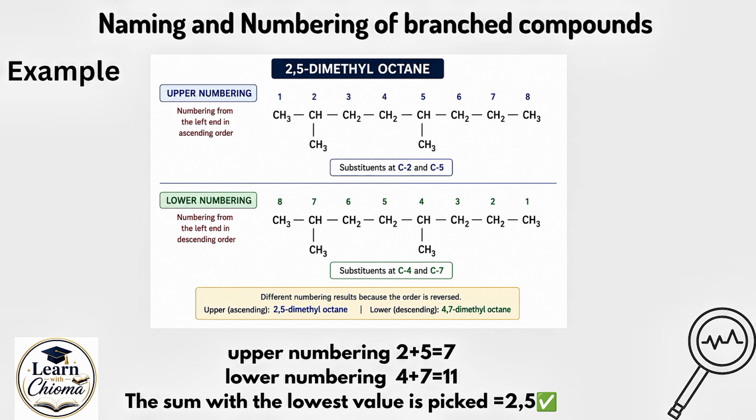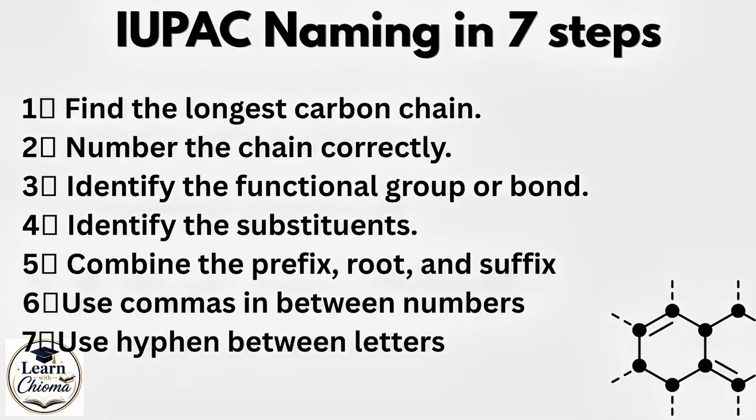Excellent! We've now learned the basic rules of IUPAC nomenclature. In the final section, we'll summarize these rules into 7 simple steps, discuss common mistakes, solve practice questions, and review everything we've learned. Before we move to our practice questions, let's summarize the IUPAC naming process into 7 simple steps.